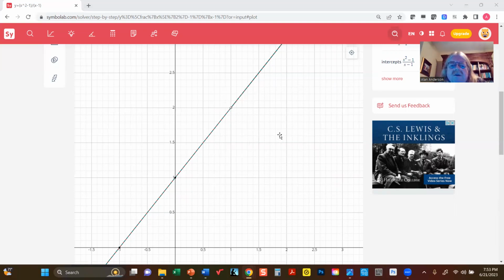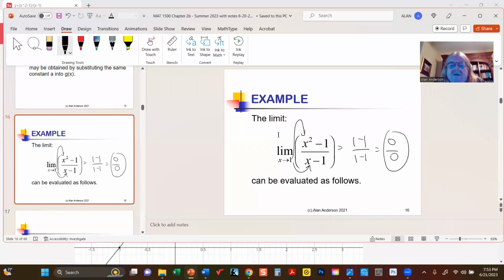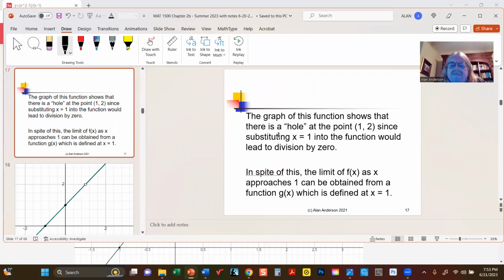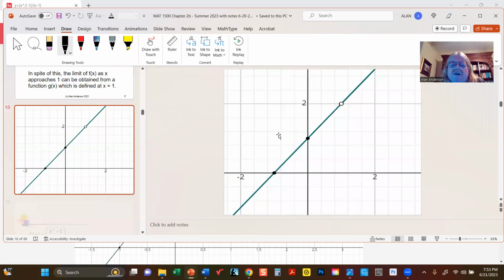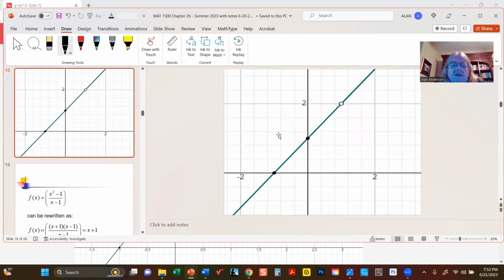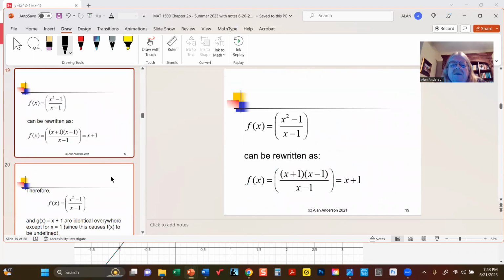Now, what we're going to do here is notice that we can actually simplify this function, because x squared minus 1, it turns out, is equal to x plus 1 times x minus 1. And you can figure that out with factoring, or you could try the quadratic formula, but you can double check that with FOIL.